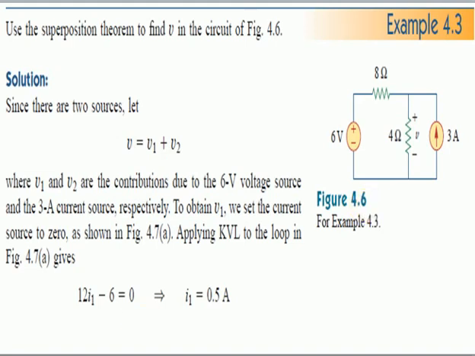Okay, now we have example number 3, in which we have to use the superposition theorem to find the value of V in the circuit that is given below. Here V is the voltage across this 4 ohm resistor. Here we have 2 sources. First one is the voltage source, that is of 6 volt, and the other one is the current source, that is of 3 ampere. So we have to find out the value of V.